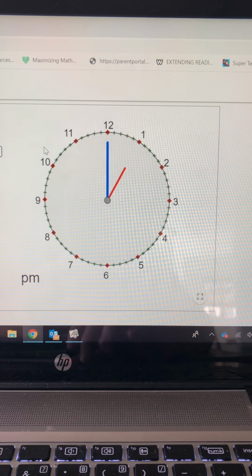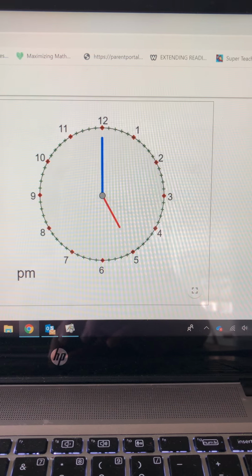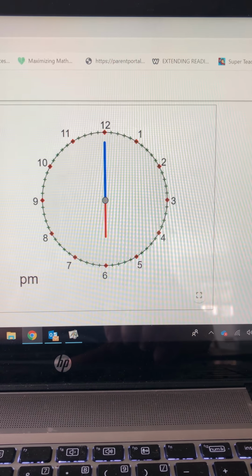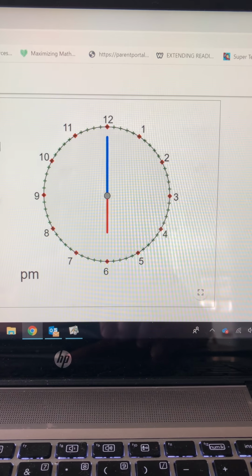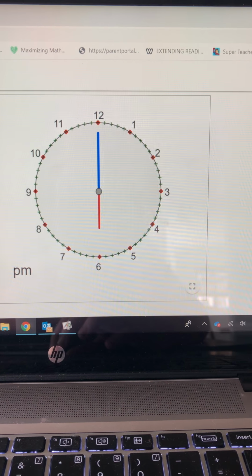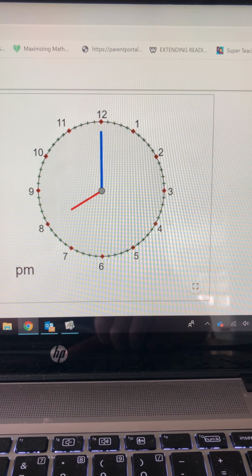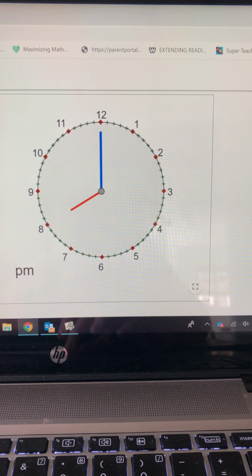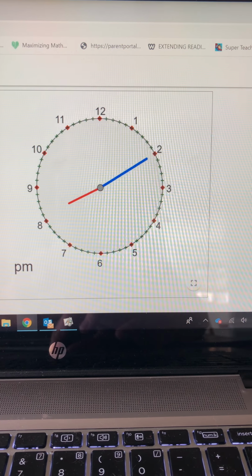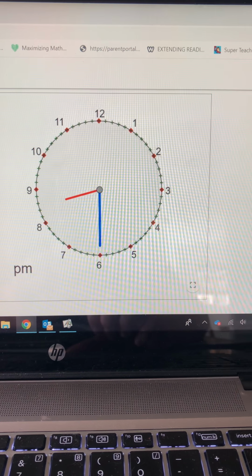Okay, let's try another time. Okay, what time is it now, boys and girls? That's right, 6 o'clock. How about now? Very good, 8 o'clock. How about now?